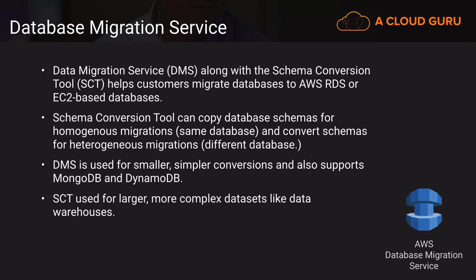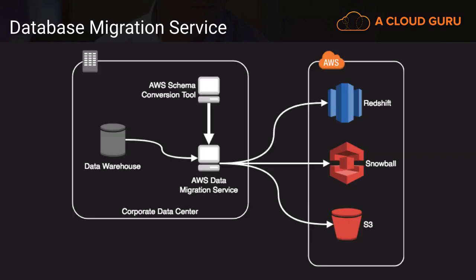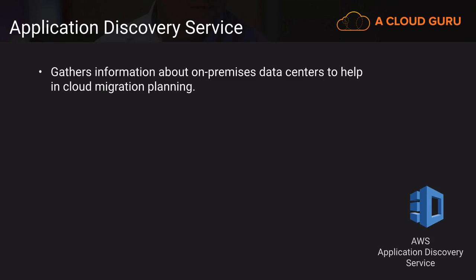SCT is used for larger, more complex data sets like data warehouses. And DMS has a replication function for on-prem to AWS or offloading to Snowball or S3. Now in this diagram, we're showing that the AWS Database Migration Service is helping facilitate a migration for us, and it works together with the Schema Conversion Tool, and we can pipe that data into Redshift, for example, or maybe we can send it to S3 or Snowball if the data is really large and we need to ship it to AWS.